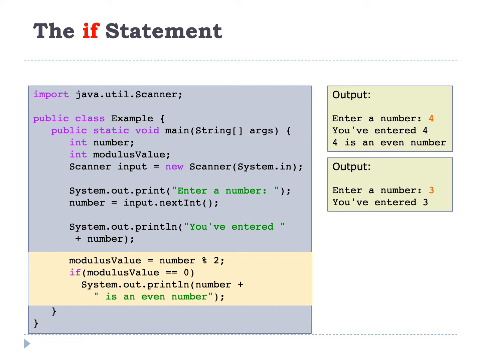We can try if we input the value 3. So, modulus value equal to 3 modulus 2, which will give us 1. And then within the if, it will do is 1 equal to 0? Because 1 is not equal to 0, it will not execute the statement of the print line.